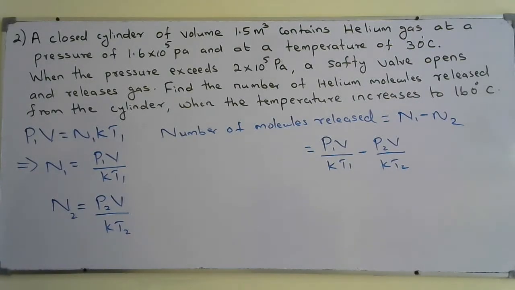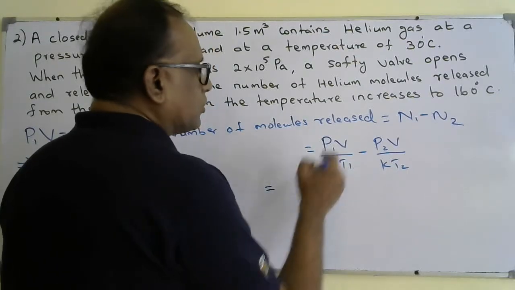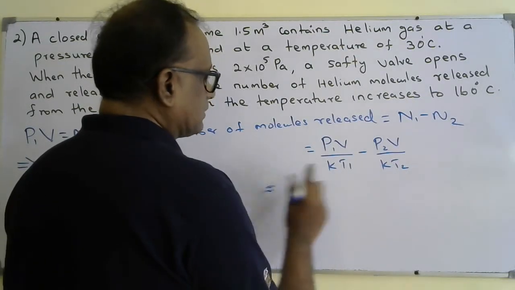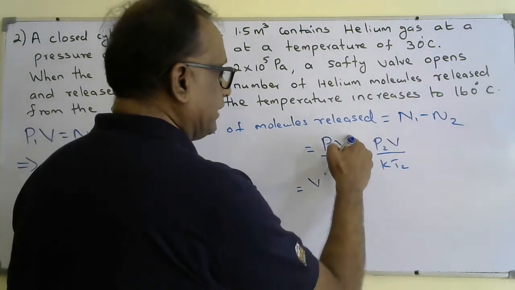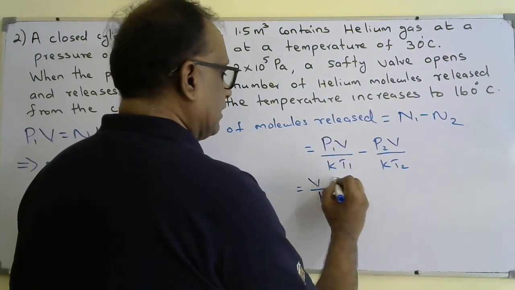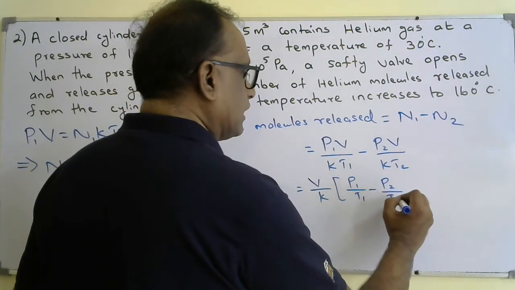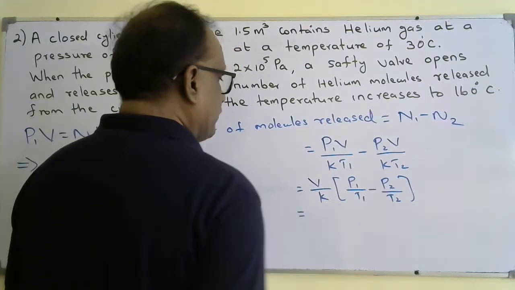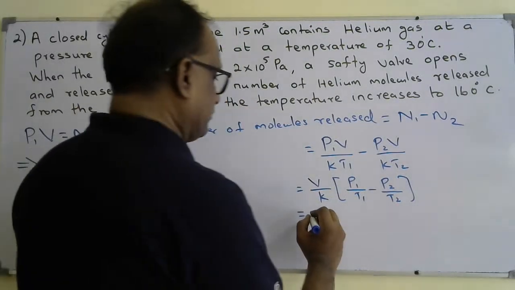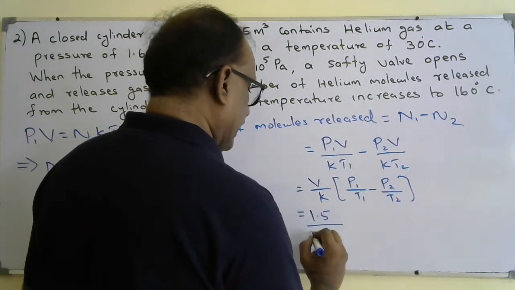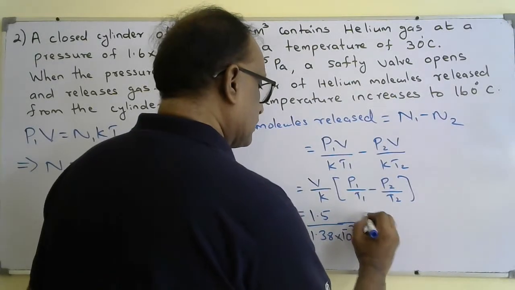So we know all the quantities. V and K are constant. If you want, you can take them out, it's up to you. That means it's maths, not a big issue. V over K, T1 over T1 minus T2 over T2. Solve it. So we know the volume, that is not changing, 1.5. K is 1.38 times 10 to the power minus 23.